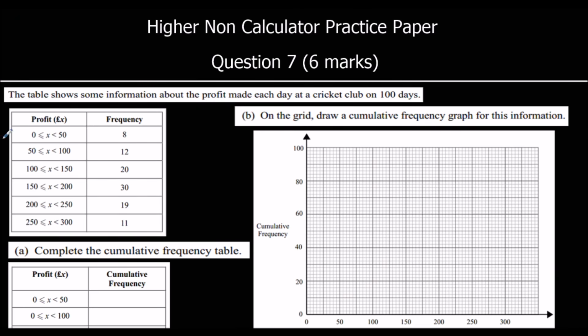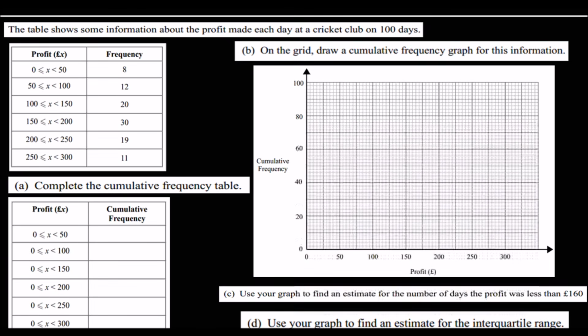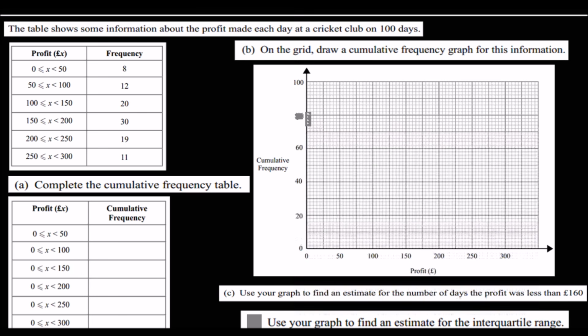Okay, one for you to try. So pause the video and give it a go. So again, part A, we're completing the cumulative frequency table. We're adding up as we go along. So the first one's 8. Then we add on the next one. 8 and 12 make 20. Add on the next one. 20 and 20 make 40. Add on the next one. 40 and 30 make 70. Add on 19. And then add on 11.